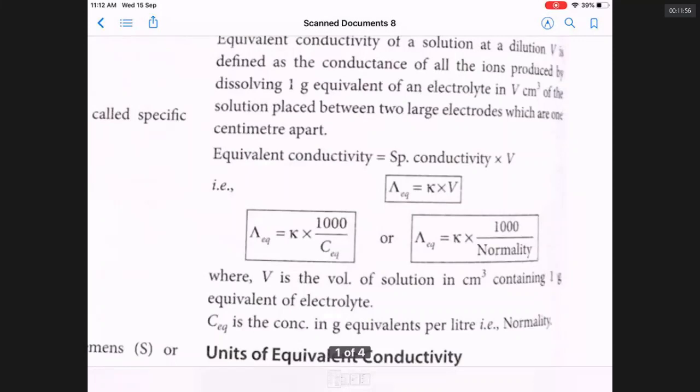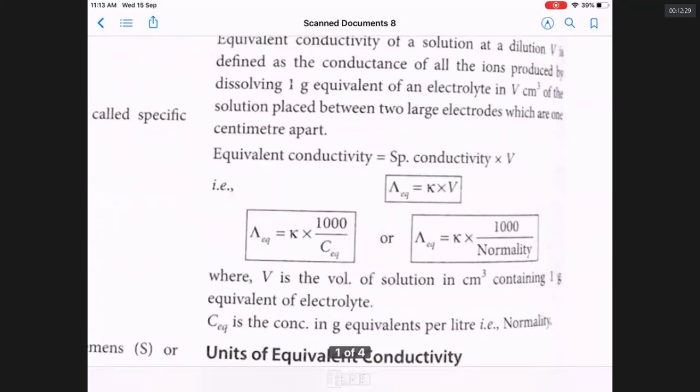What do you mean by molar conductance? I dissolve 1 mole of any solute in V centimeter cube of a solution where the distance between the electrodes is unity. That conductance is called molar conductance. The molar conductance is equal to equivalent conductance if the N factor is 1. N factor is 1 for what? For HCl it is 1 because 1 HCl gives 1 H plus. For HNO3 it is 1. For NaOH it is 1. For KOH it is 1.